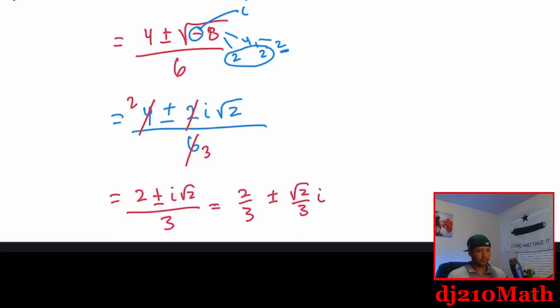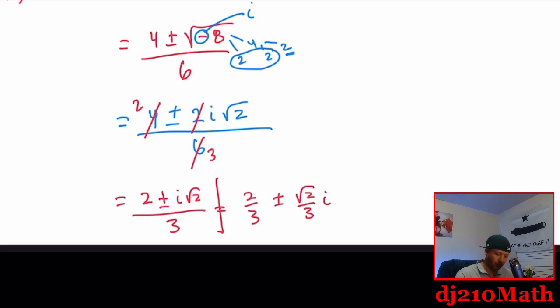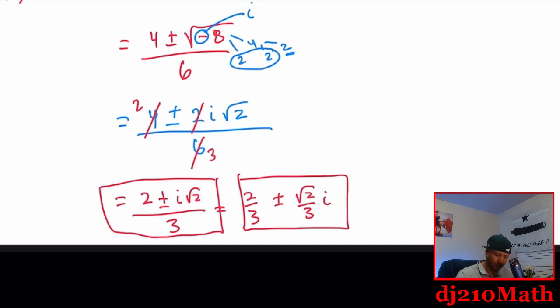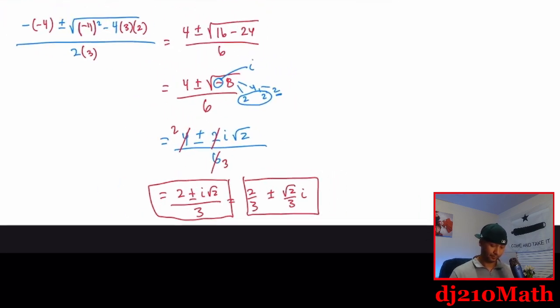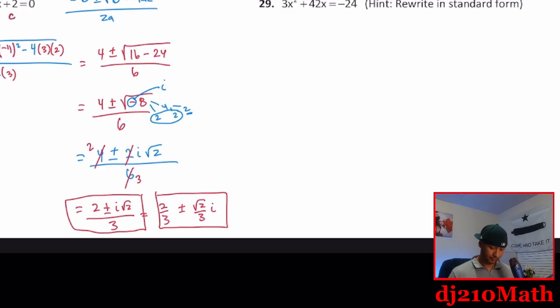So this is both ways, right? They mean the same thing. You could actually split up the denominator, put the denominator under each number. I mean, they're all equivalent answers, right? So it truly doesn't matter. Okay.